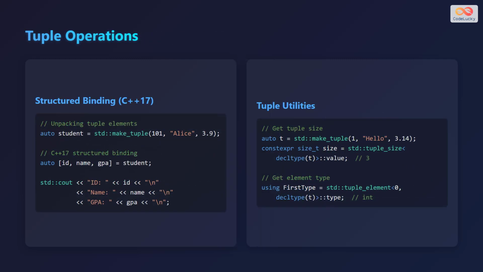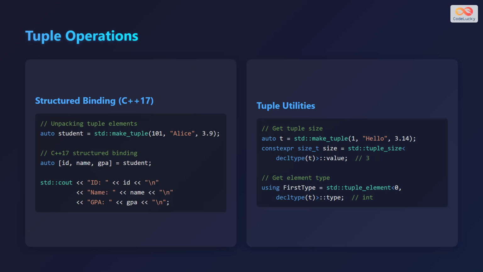One of the most useful features of tuples is structured binding, introduced in C++17. Structured binding allows you to unpack tuple elements into individual variables, making the code more readable. Consider a tuple named student containing an ID, a name, and a GPA. With structured binding, you can unpack these elements directly into variables id, name, and gpa. Then print these values.